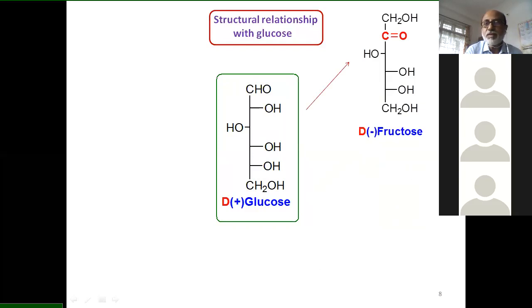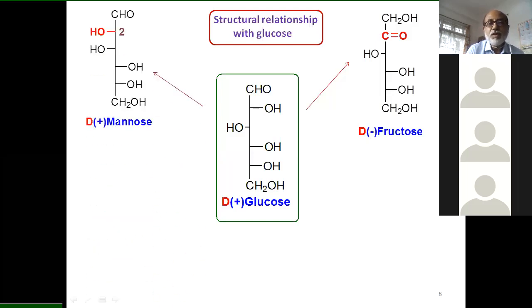Once the ketone comes here, this becomes CH2OH and it loses its asymmetric character because it is not a chiral center. The other three carbon atoms remain as they are, the same as glucose. So you just remember glucose, you get fructose. Remember the relation between glucose and fructose.